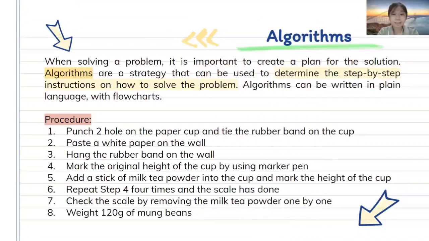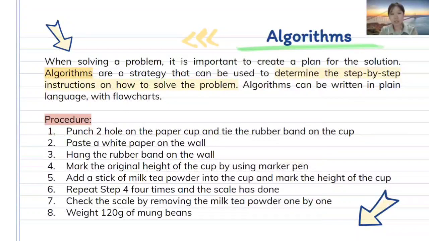The next skill I use is algorithms. When solving a problem, it is important to create a plan for the solution. Algorithms are a strategy that can be used to determine the step-by-step instructions on how to solve the problem. Algorithms can be written in plain language or with a flowchart.